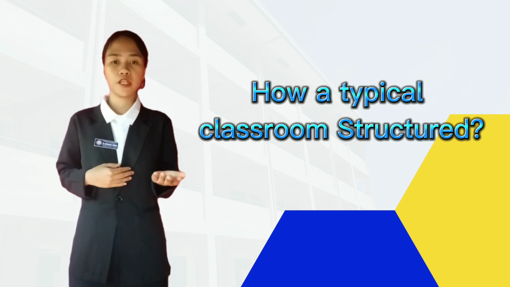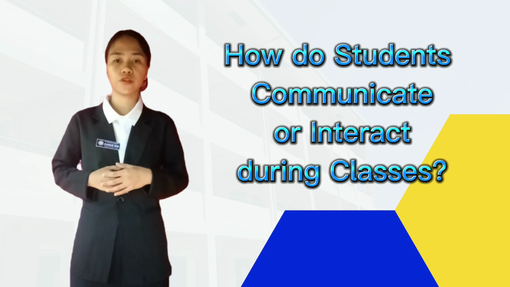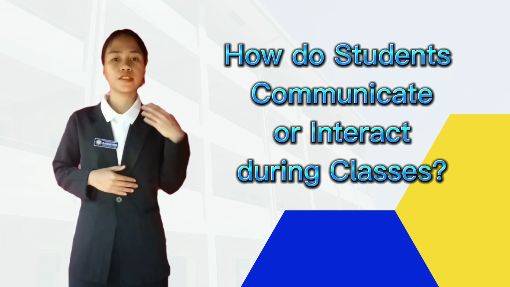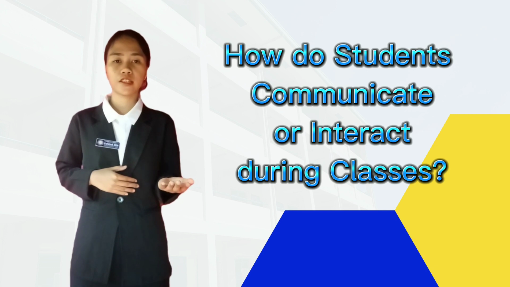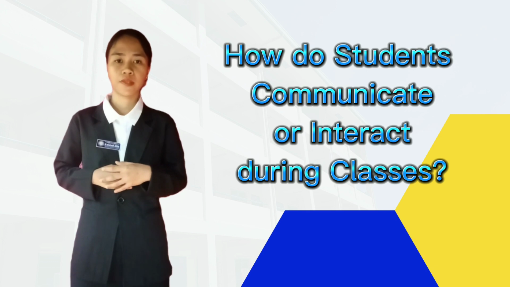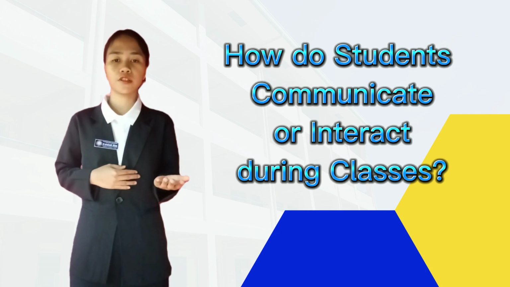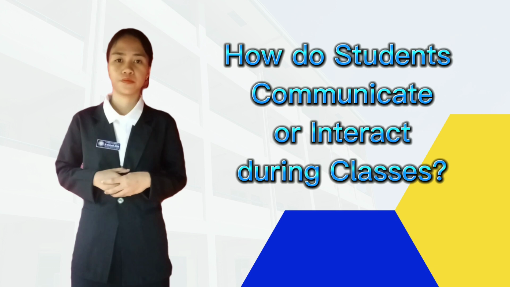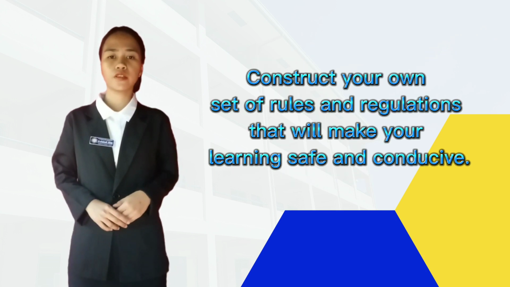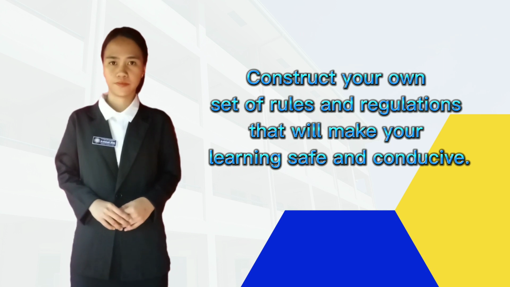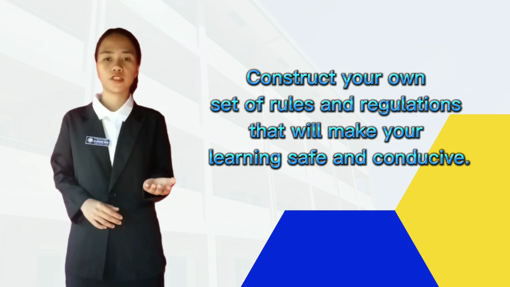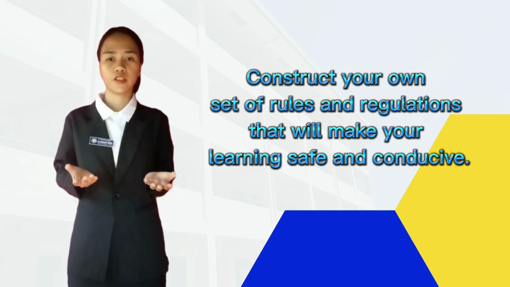Based from our observation, how do students communicate or interact during class? Students interact with others gently. At that time they were having a group activity for their performance task. They minimize their voices to understand each other. Construct your own set of rules and regulations that will make your learning safe and conducive. The following are the set of rules and regulations that we formulated in our learning environment.